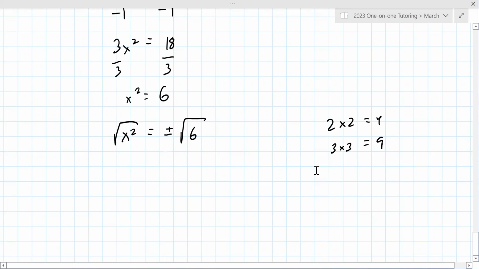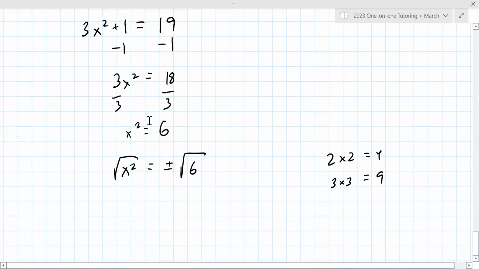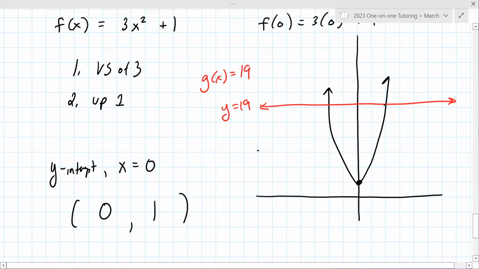Okay. You sure? Okay. All right. Now, on the graph here, if we go back to our graph, this one on the right is the square root of 6, comma 19. And the one on the left is minus square root of 6, comma 19.